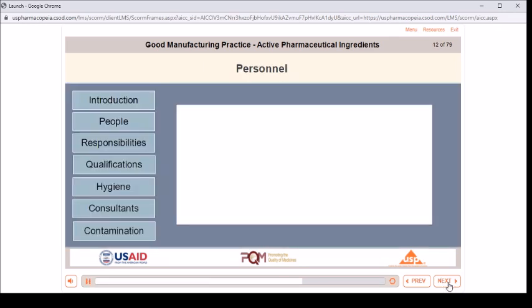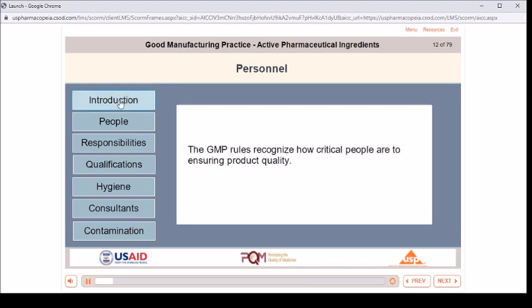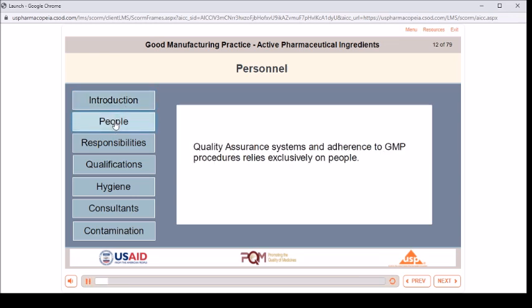Personnel. Introduction. The GMP rules recognize how critical people are to ensuring product quality. People. Quality assurance systems and adherence to GMP procedures rely exclusively on people.